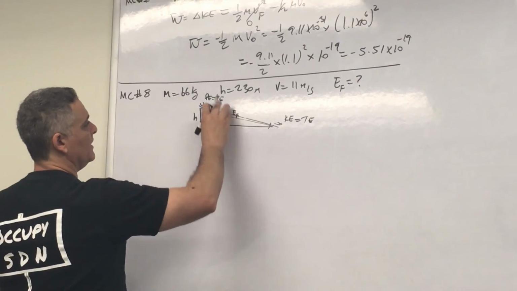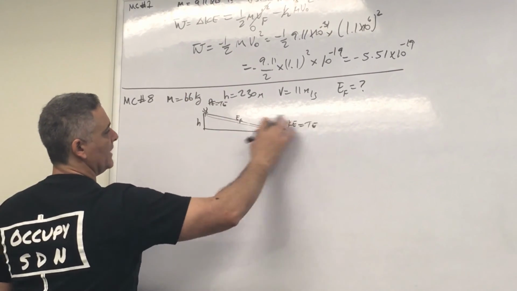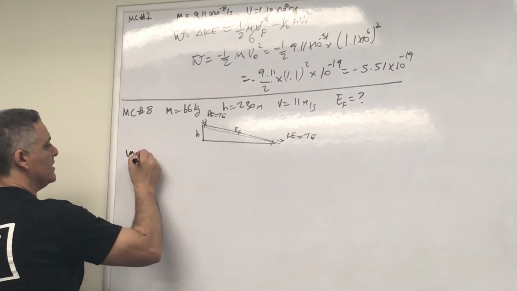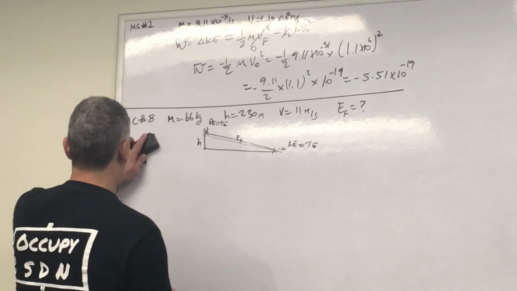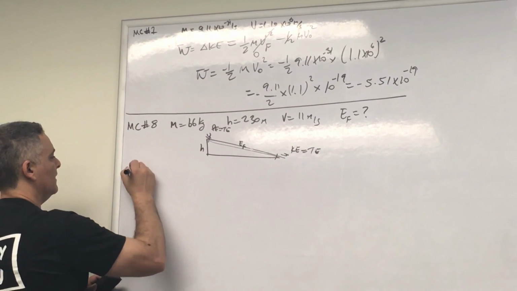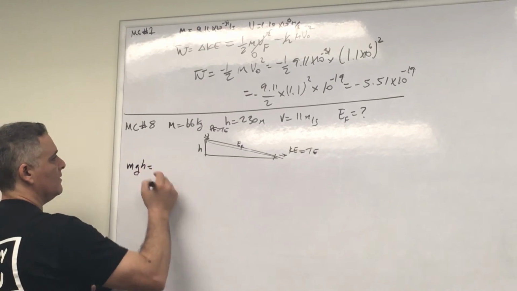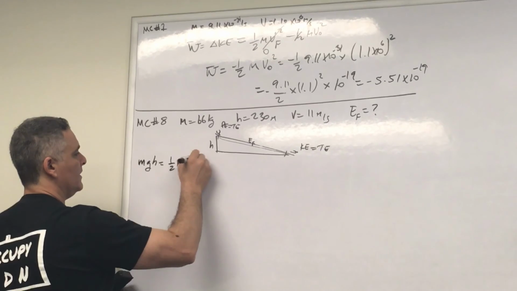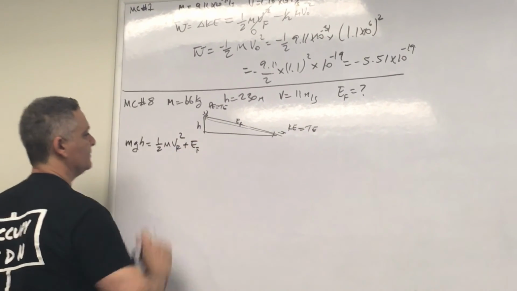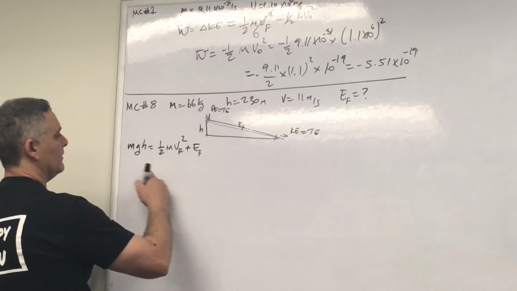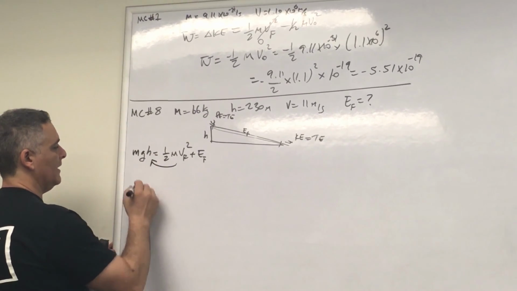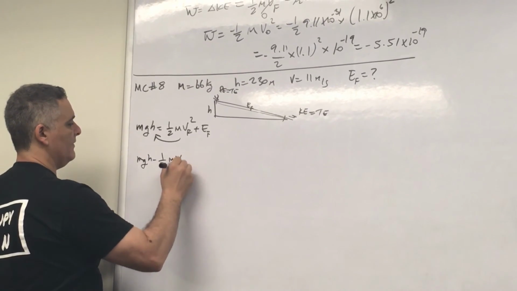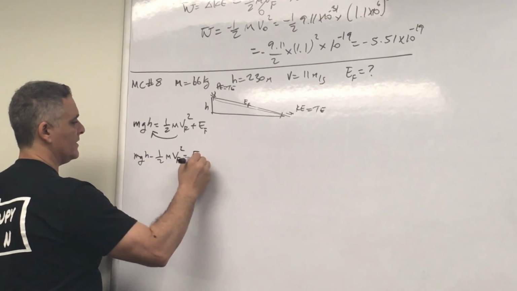So in this case, the total energy would be potential energy equals the kinetic energy plus the energy lost to friction. That means you'd have mgh equals 1/2 mv final squared plus the energy lost to friction. So we bring it over to this side, and we end up with mgh minus 1/2 mv final squared equals the energy lost to friction.